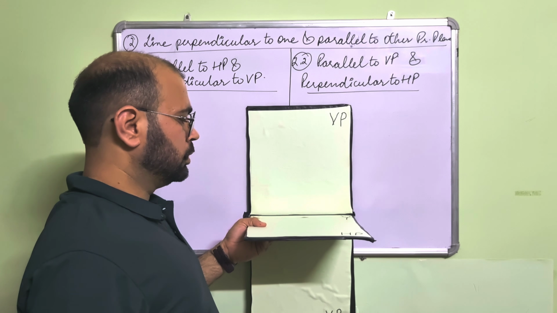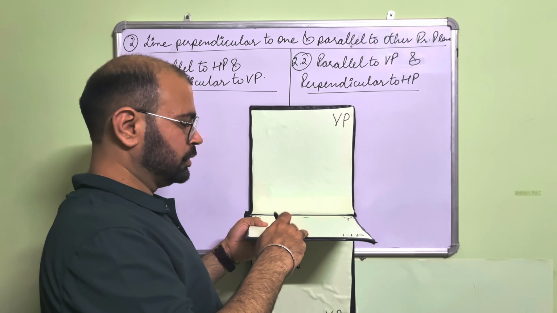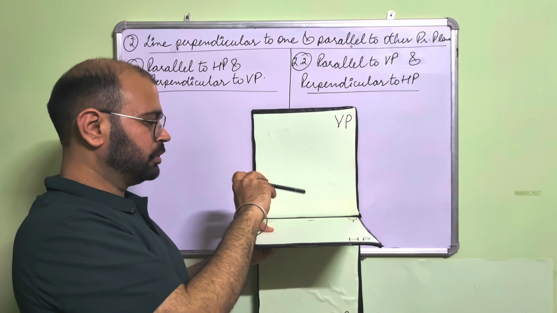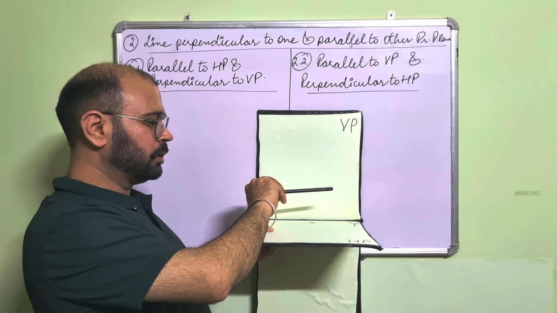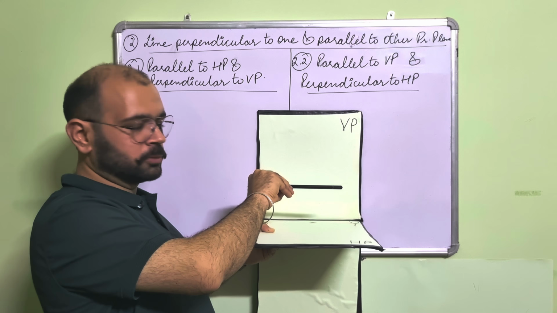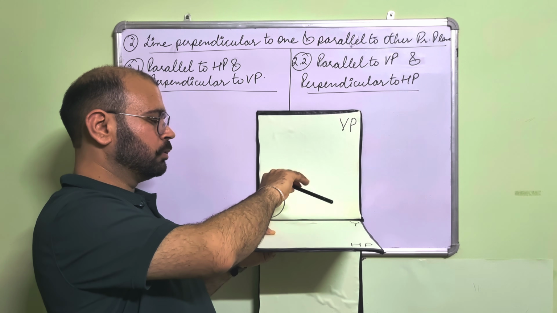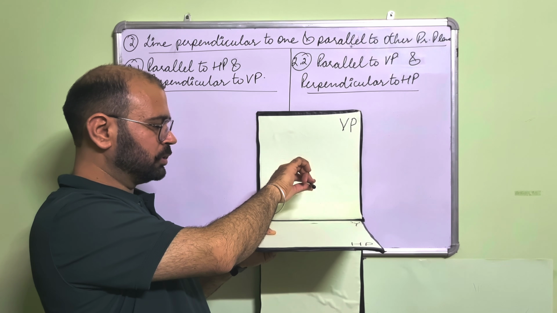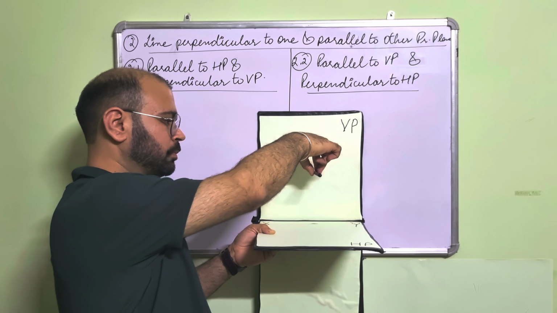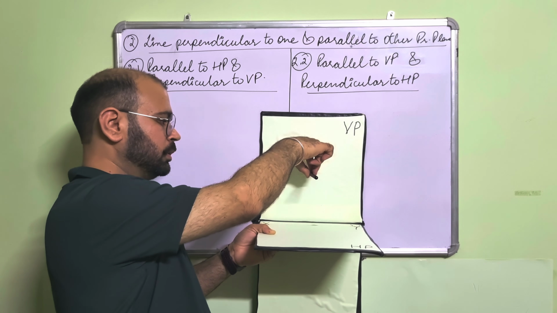Again we are considering the first quadrant only, right? So line parallel to HP. This is HP, this is VP. You can see, this was the previous case that we had done, when the line is parallel to both HP and VP. It is parallel to VP also, parallel to HP also. But we have to make it perpendicular to VP. So you can just rotate it like this. This will be the position when the line is parallel to HP and perpendicular to VP.